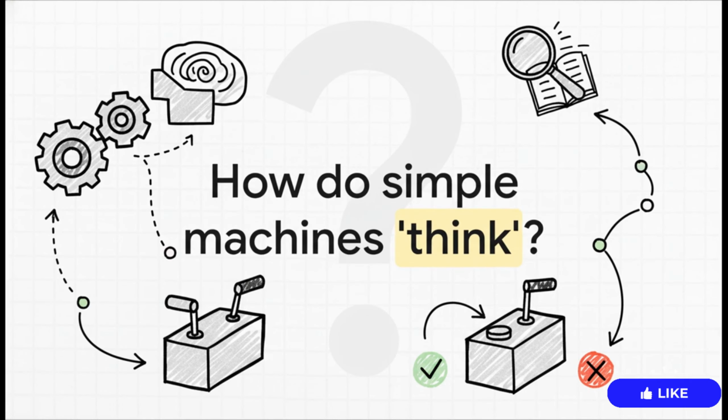Okay, so how do simple machines think? It can really feel like magic when they make the right decision, but it all boils down to a set of rules that's surprisingly simple. Let's start with a really common problem to see exactly how it all works.